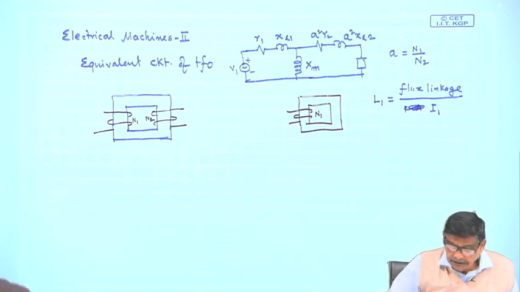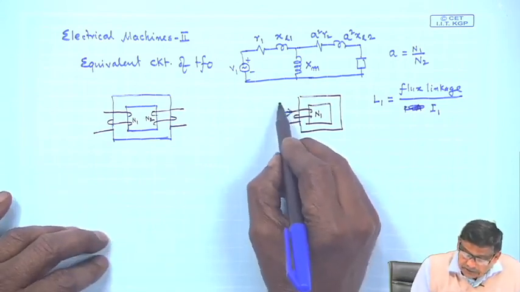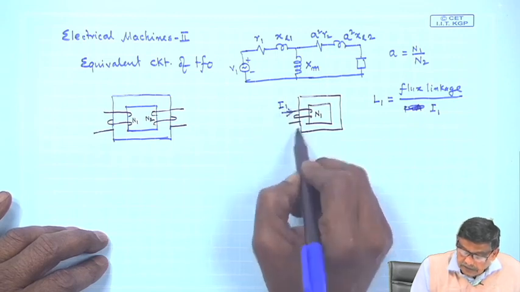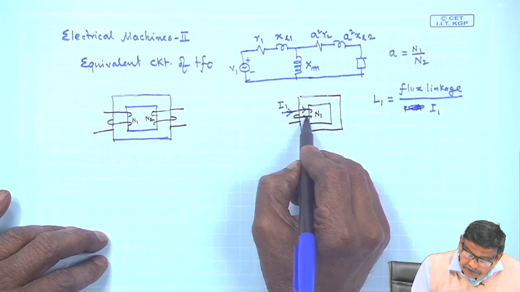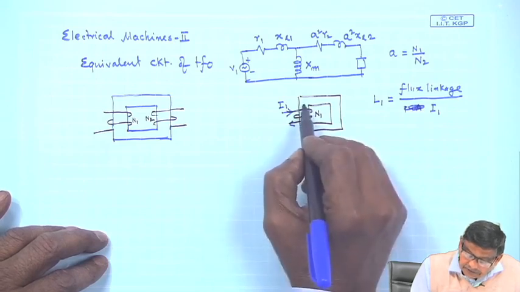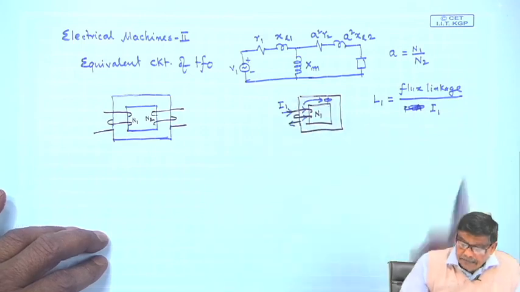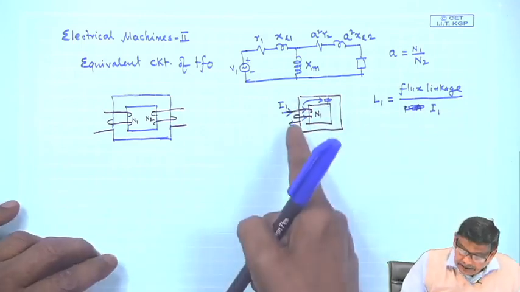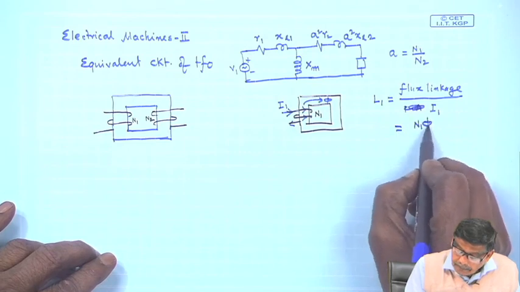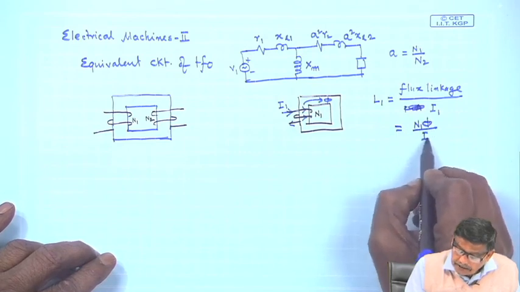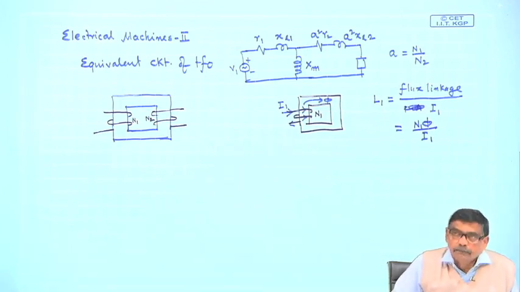Now, what is flux linkage? If you pass a current I1 through coil 1, it is going to produce a flux like this. This is phi. So, N1 into phi divided by I1 is called the inductance of the coil.